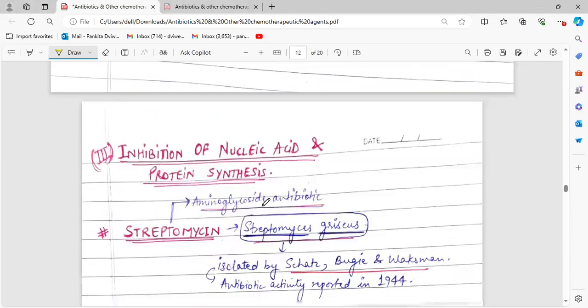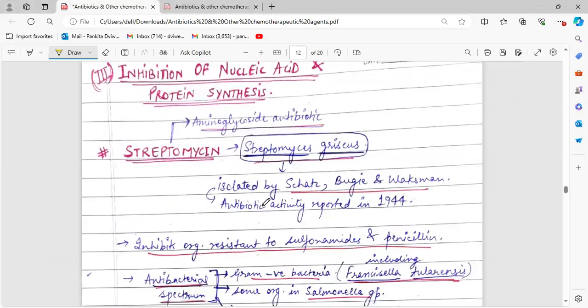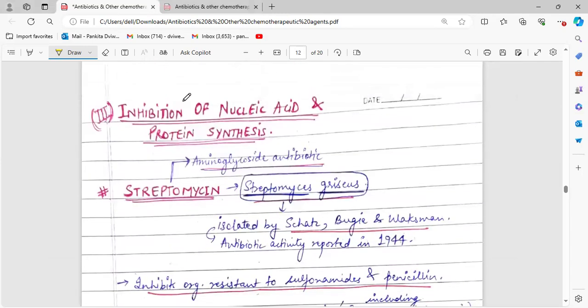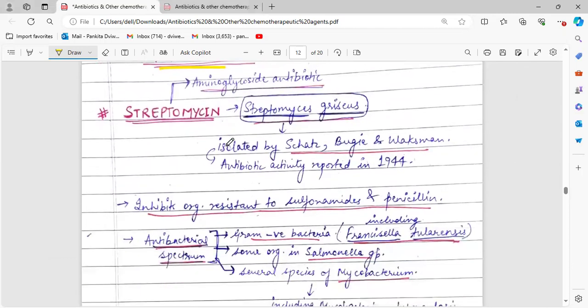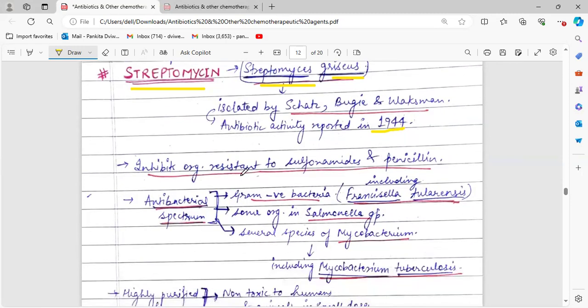The next mode of action of antibiotics is through the inhibition of nucleic acid and protein synthesis. So they either inhibit the nucleic acid synthesis or they inhibit the protein synthesis. The first antibiotic in this category is streptomycin, which is an aminoglycoside antibiotic. Streptomycin is obtained from Streptomyces griseus. This bacterium was isolated by Schatz, Bugie, and Waksman, and they reported its antibiotic activity in the year 1944. Streptomycin inhibits organisms that are resistant to the sulfonamides and penicillin.